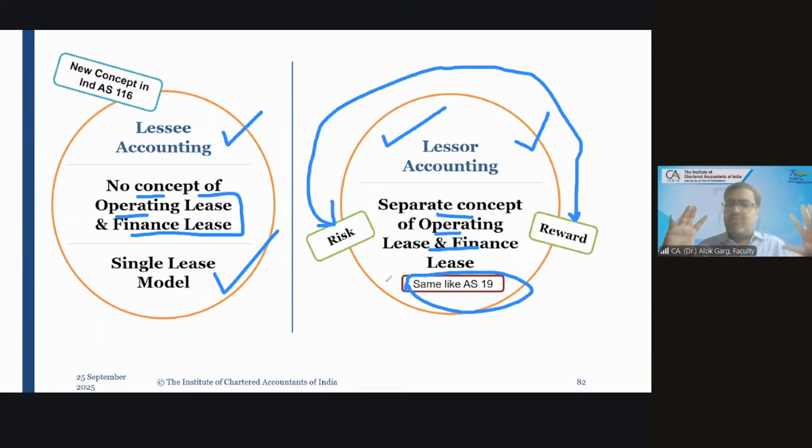But have you understood this lessee accounting, lessor accounting, the structural changes? Have you understood? Okay. Yes, understood. Okay. So now we are going to cover the lessor accounting. Before that, let me know if you guys have any question.